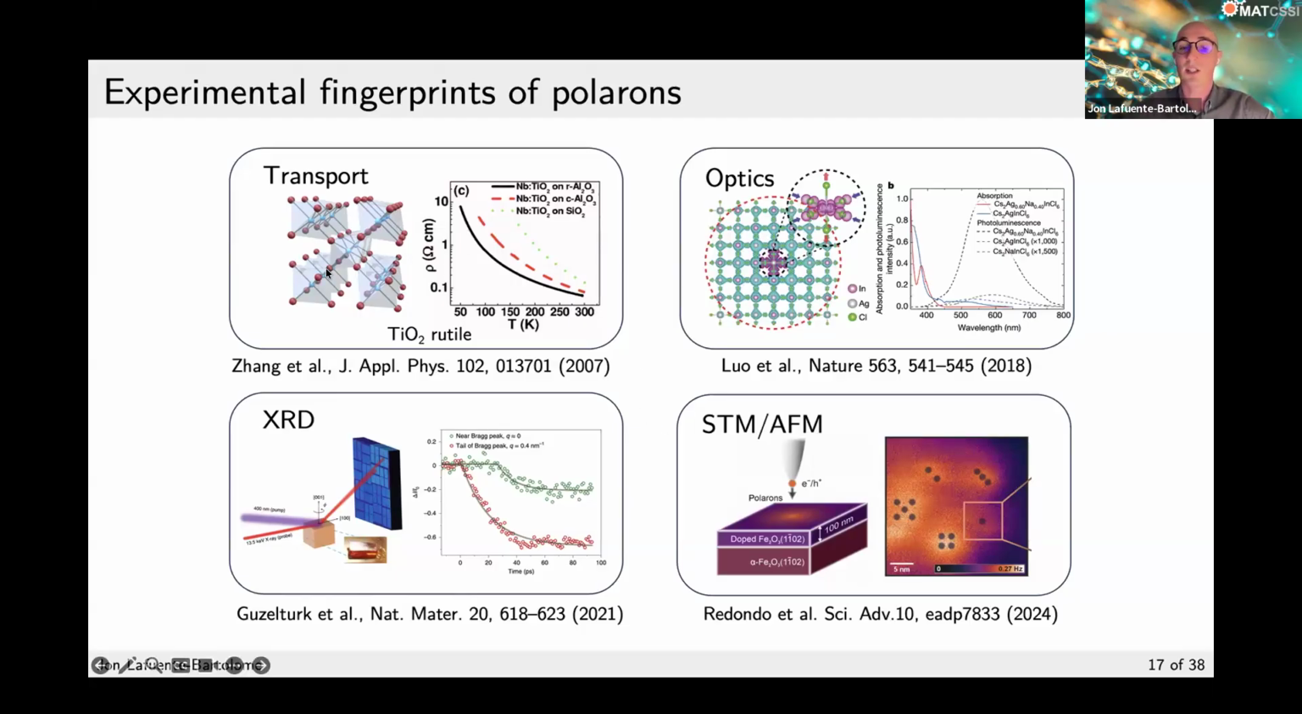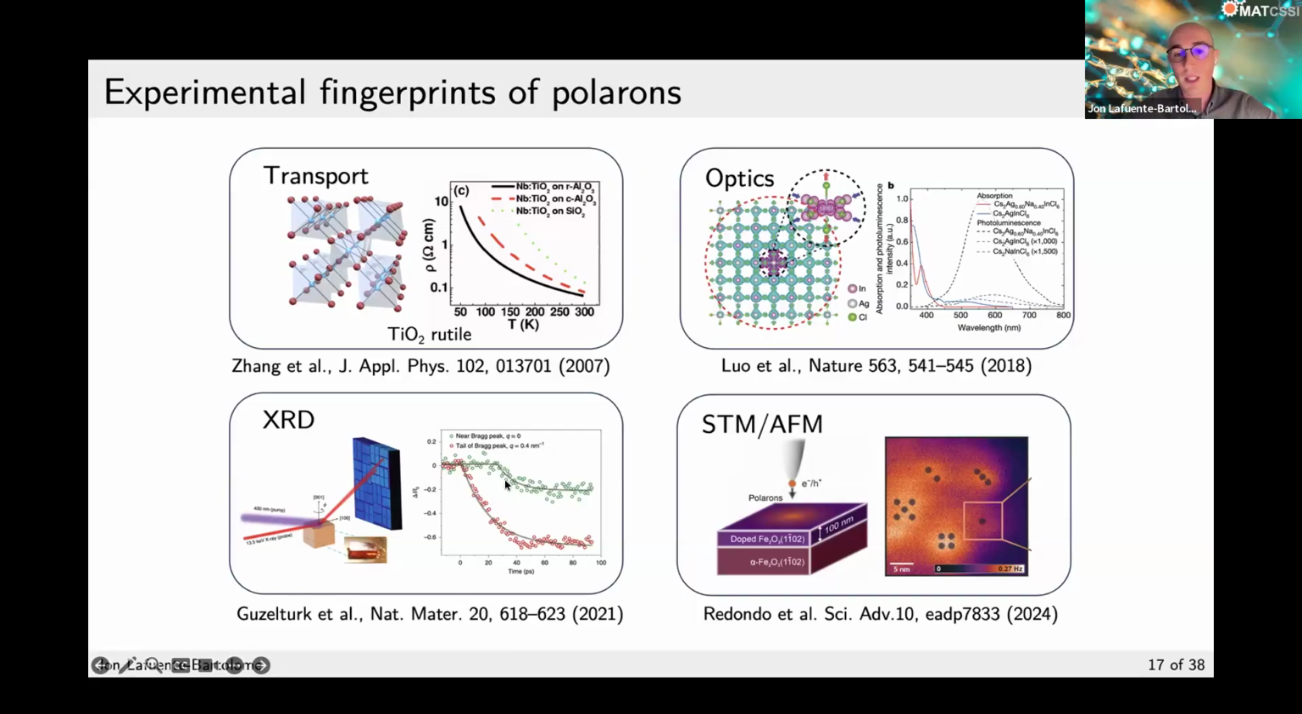We have discussed already the transport measurements, but polarons also leave a mark in optical properties of materials. So for example, in some materials, there's a very big shift between the absorption peak and the emission peak. Here I'm showing as an example double halide perovskites. And in this material, people ascribe this big shift to the localization of excitons or the formation of self-trapped excitons.